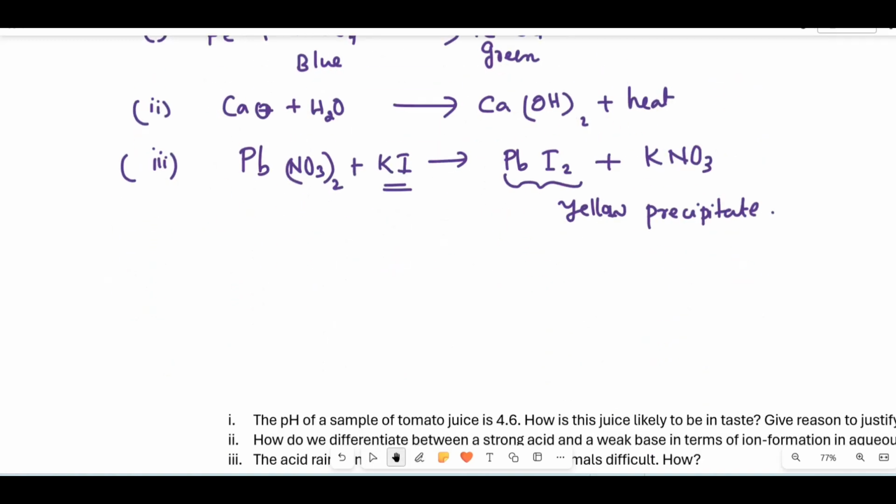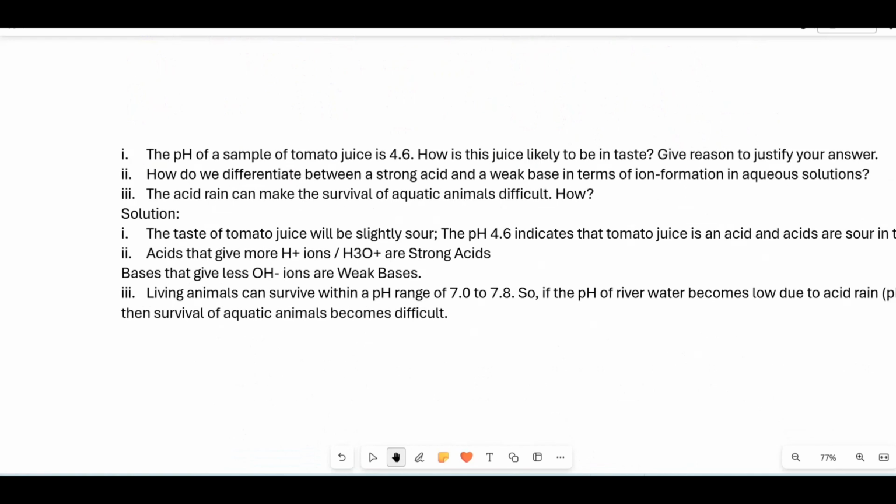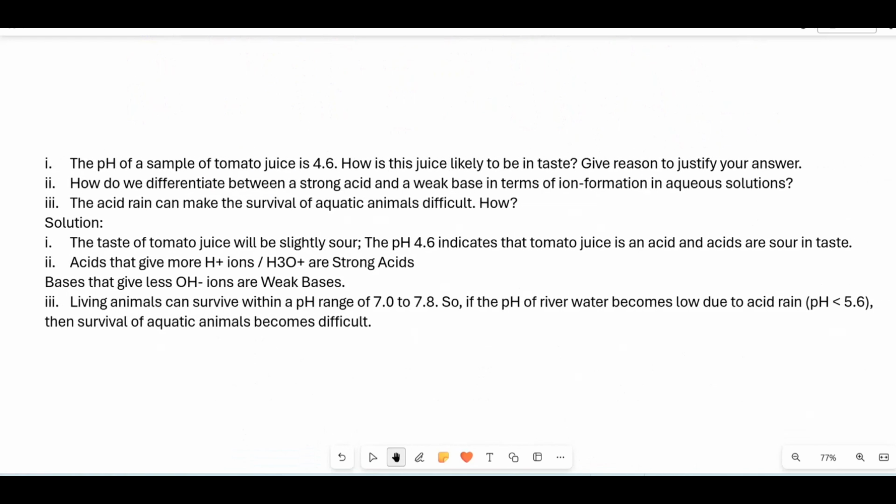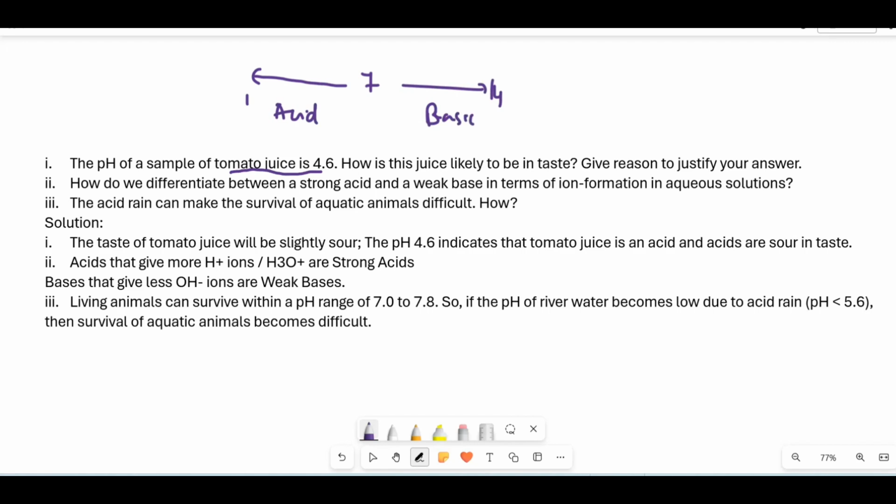Next one, it's again a 3-mark question. The pH of a sample of tomato juice is 4.6. Now, how is this juice likely to be in taste? Give a reason to justify your answer. So, 4.6 is on the pH scale. 7 is neutral. Below that, 1 to 7 are all acidic, and 7 to 14 are all basic. So this is 4.6, so the tomato juice is acidic, sour taste.